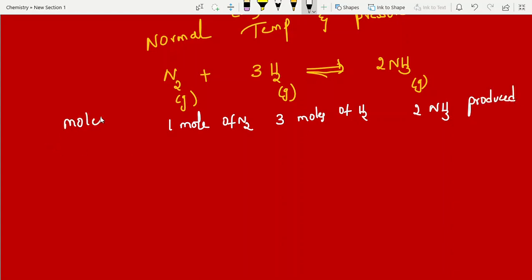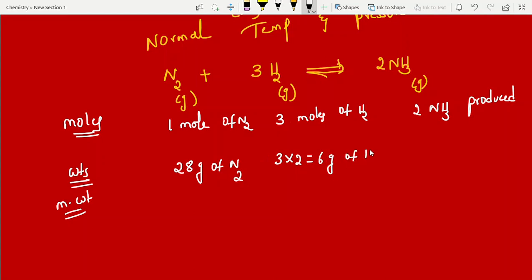Suppose you are talking in terms of weight, how do you take the molecular weight? Nitrogen molecular weight is 28 grams. Here also some of the students are confused, so at the end of this video I will explain how to identify atomic weights and molecular weights. Don't worry. 28 grams of N2 combines with 3 into 2, that is 6 grams of H2. Finally it gives 2 into 17 grams, that is 34 grams of NH3 produced. This is in terms of weight.